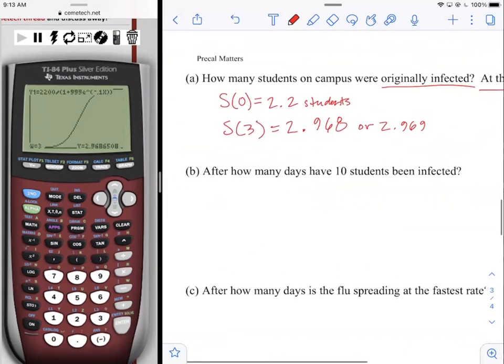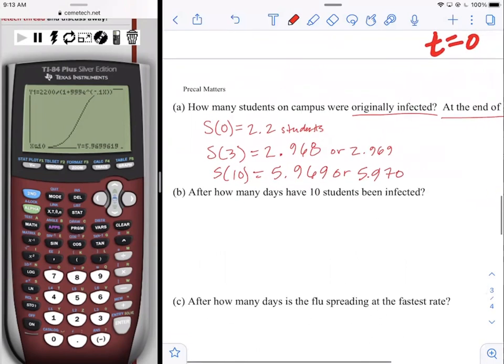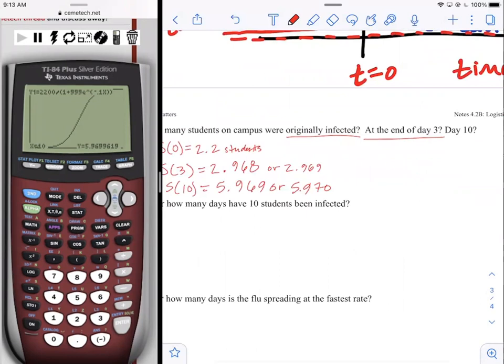What about the end of day 10? Well, S of 10, we'll write it and just still in the window, hit 10. So this is easy, right? This is the easy thing to do when you have the calculator, okay? It's just plug and chug, 5.970, okay? If you did choose to round, you would need to put that zero there because it's part of the accuracy of the number. That's why I'm a big fan of truncating, okay? So this is the data, and then you can interpret it. But again, it didn't say to round to the nearest whole person.